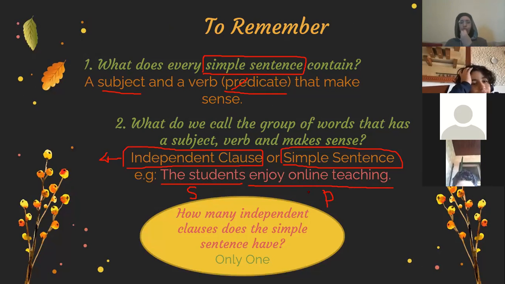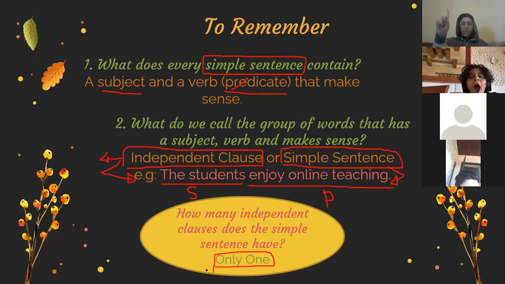So the students enjoy online teaching, since it has subject, predicate, and it has a complete idea, then it makes an independent clause, or I call it simple sentence. So you see, subject, predicate, complete idea, it makes an independent clause, or we call it also simple sentence. So as a conclusion, how many independent clauses does the simple sentence have? One.